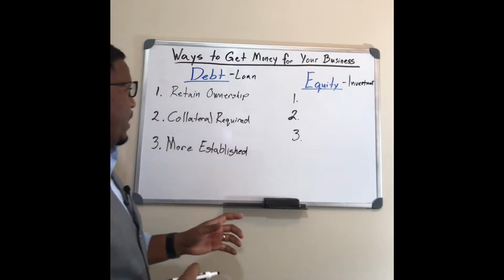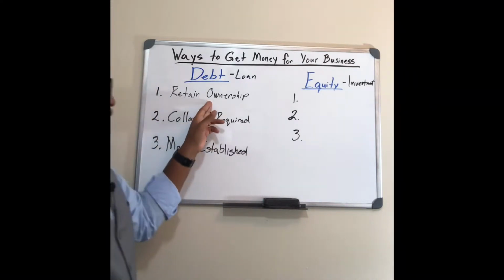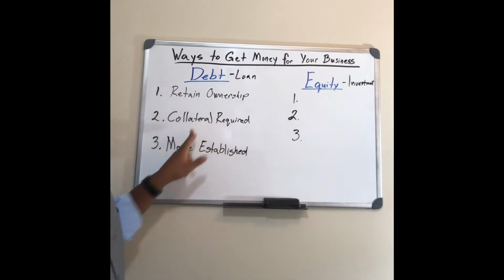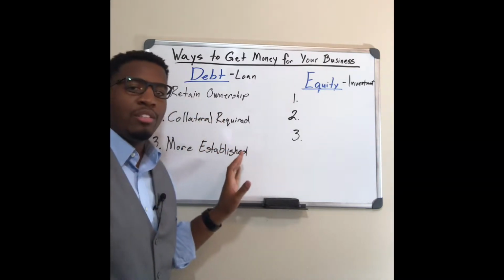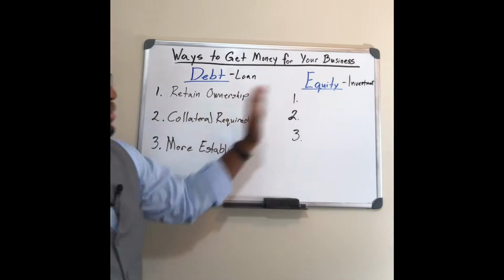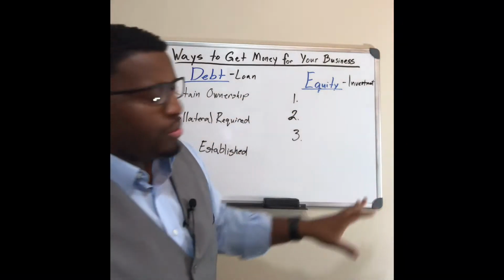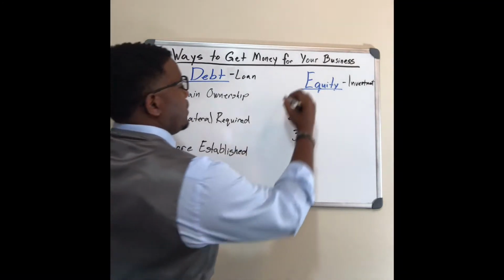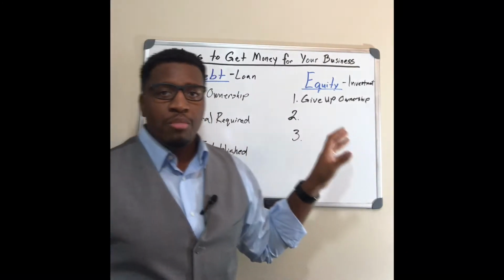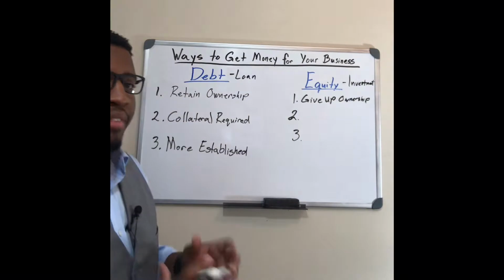So you may be saying, okay, I do want to keep ownership, I don't have any collateral to put down, and I'm not an established business, so what do I need to do? Well, maybe look at this side, which is the equity side, the investment side. Now, there are pros and cons to this too. The first thing is giving ownership to the investor, the people that invest in your business. So you have to keep that in mind.